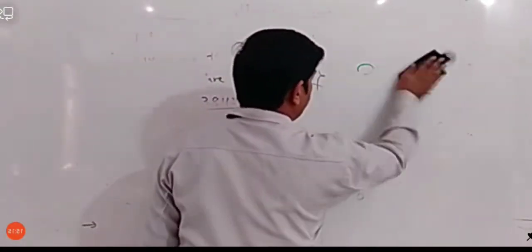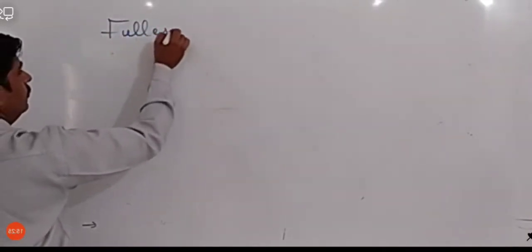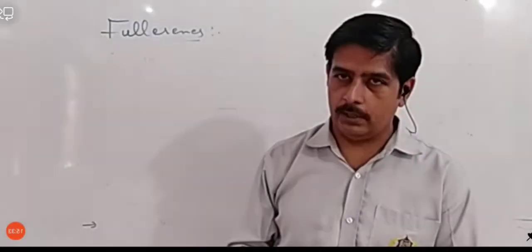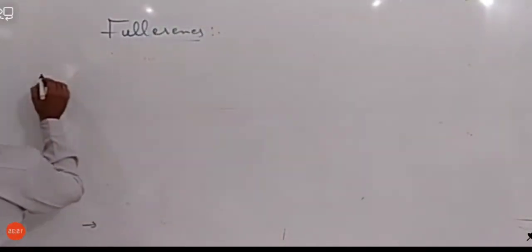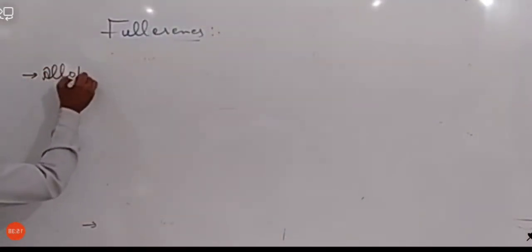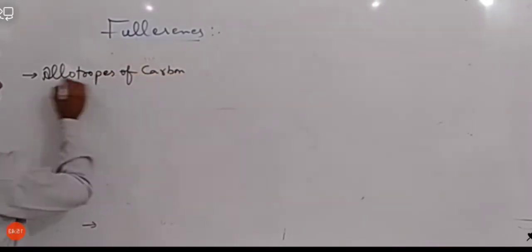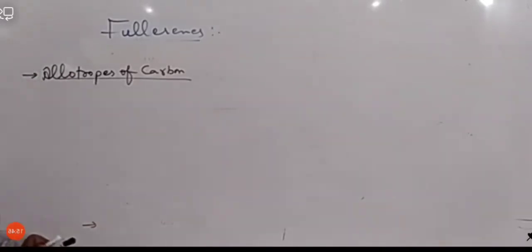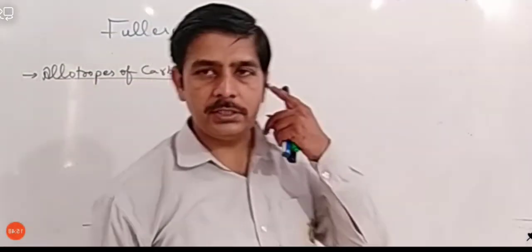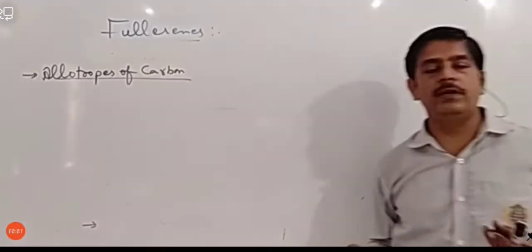Next is fullerene. Okay, let's see fullerene. Fullerene is also an example of an allotrope of carbon. So we can say it is also an allotrope of carbon. But what is unique in fullerene? Actually, its structure. Its structure is entirely different from that of graphite and diamond.